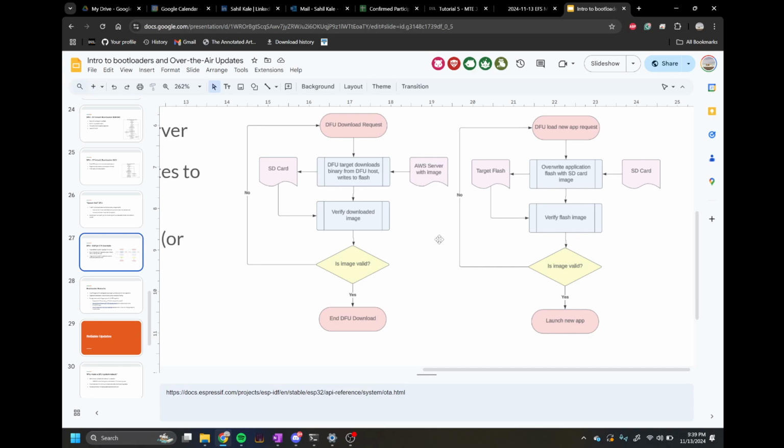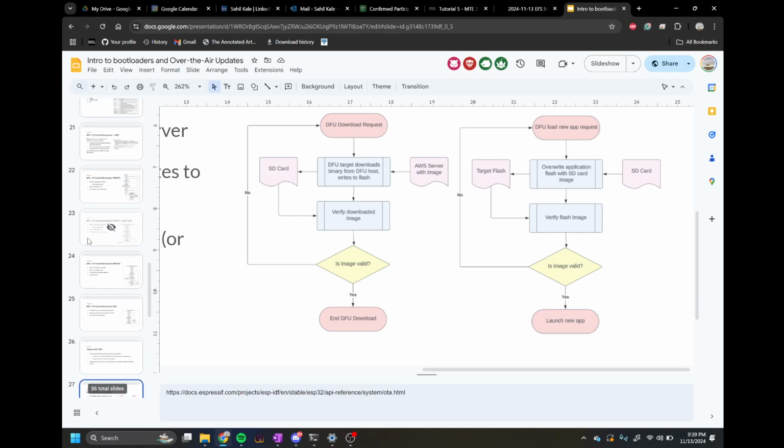Just pointing out that you don't necessarily need to follow the earlier pattern of erasing Flash and going wherever. You can also choose to make the microcontroller download an image from somewhere. In this case, I chose an AWS server, and load it somewhere else. And then you can, at a later time, say, hey, I want to launch this particular image. That concept clear?